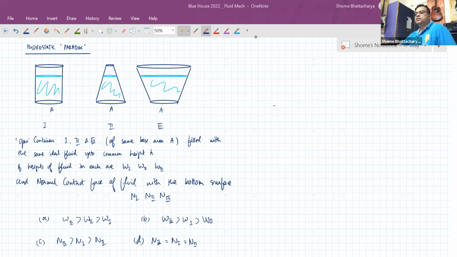When you visualize the weight of liquid in the container as volume times density times g, you can understand that they have different volumes of liquid. So obviously the weights will be different. But when you talk about the contact force at the bottom, it should be pressure times area, because it will have a uniform pressure.